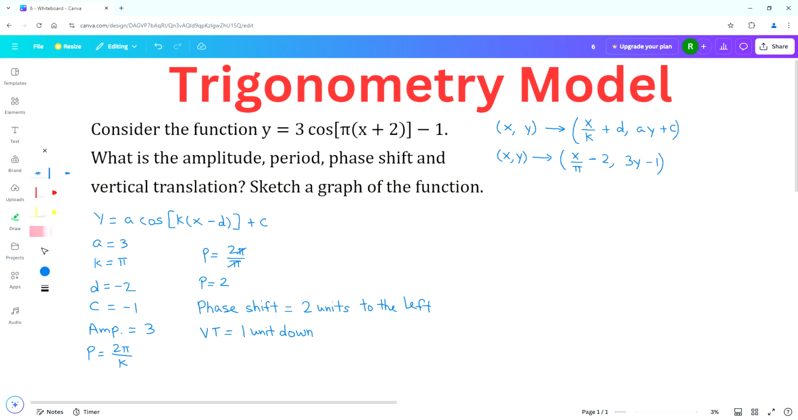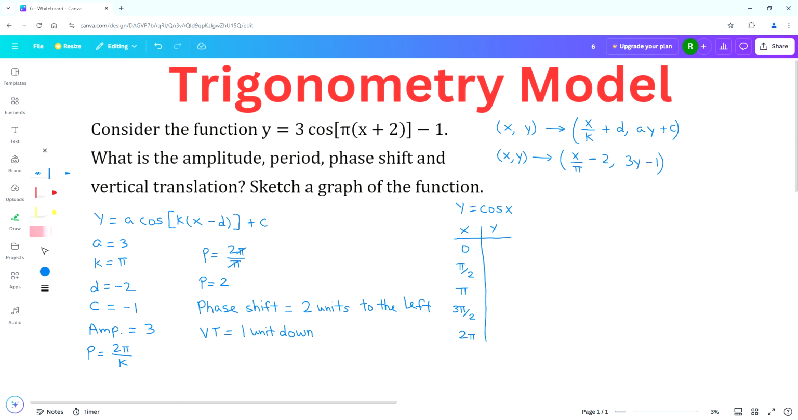The parent function is y equals cos x. The period of cos x is 2 pi, so we can use the key points for the cosine graph in the cycle from 0 to 2 pi. The key points are 0, pi over 2, pi, 3 pi over 2, and 2 pi. Now we can find the corresponding y values.